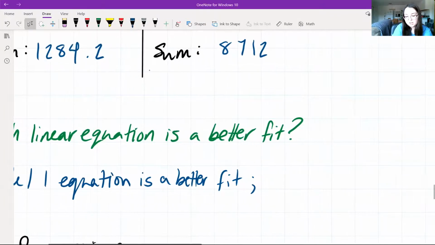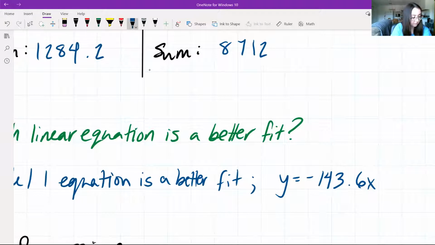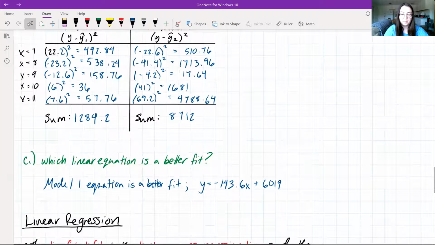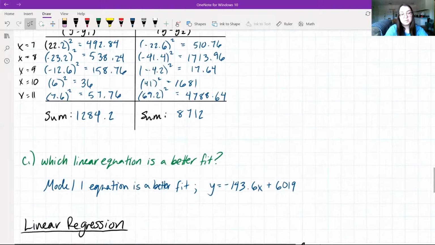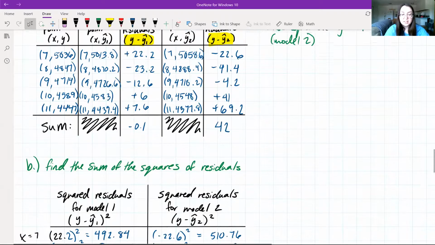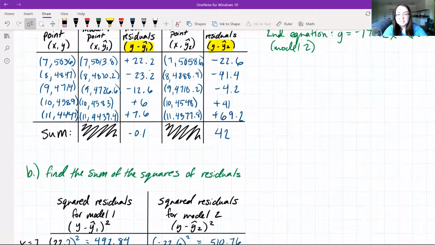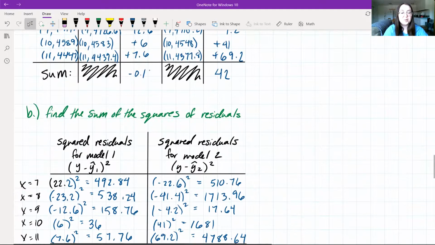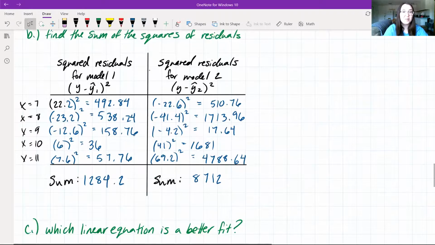And this equation was y equals negative 143.6x plus 6,019. So that equation was the much better fit since it had a smaller sum of squared residuals. Now we see that the sum of our residuals could also mean that it was a better estimate than our model 2 residuals, but we had no way of truly knowing until we found our sum of squared residuals.